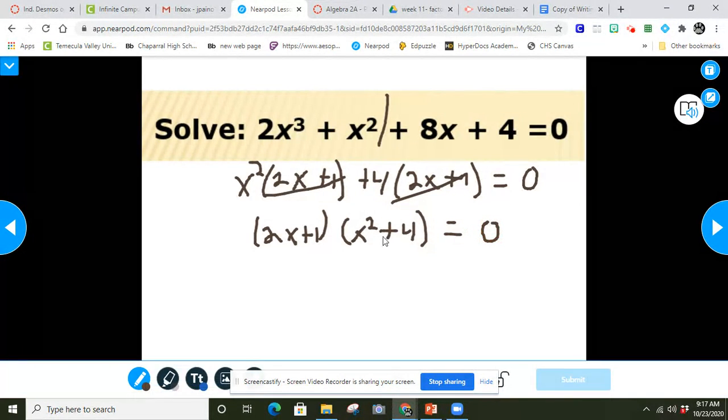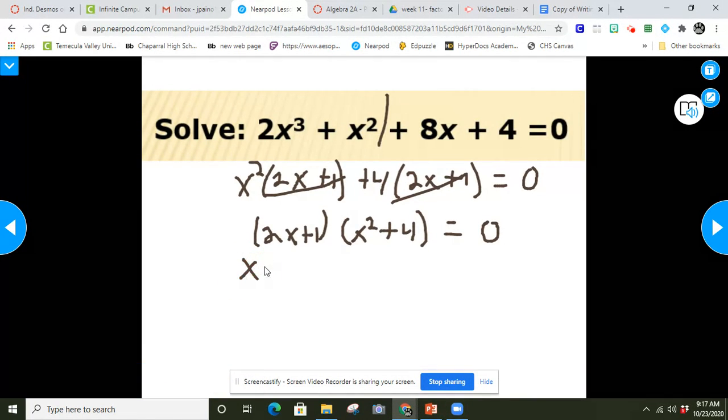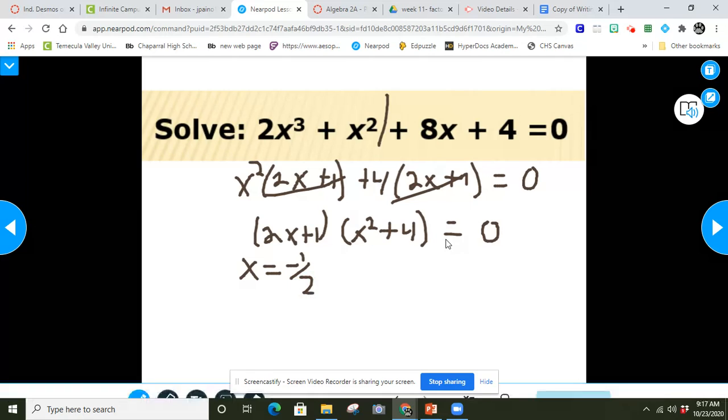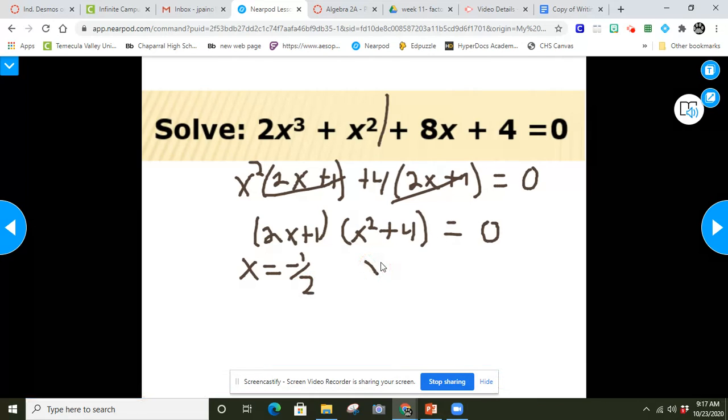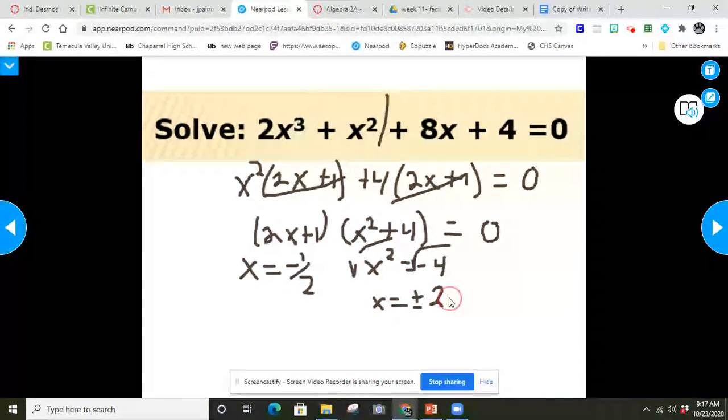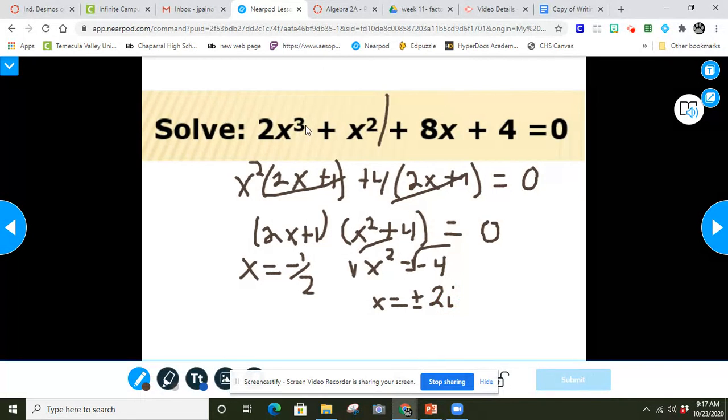And now I'm solving. I couldn't even factor that if I wanted to because it's plus 4, not minus 4. So this answer is going to be a real answer: x equals negative 1/2. But over here, I'm going to get an imaginary answer. I'm going to get x squared equals negative 4, and when I square root both sides, I get x equals plus or minus 2i. Again, notice I still got 3 answers, matching my exponent, my degree: 1 real, 2 imaginary.